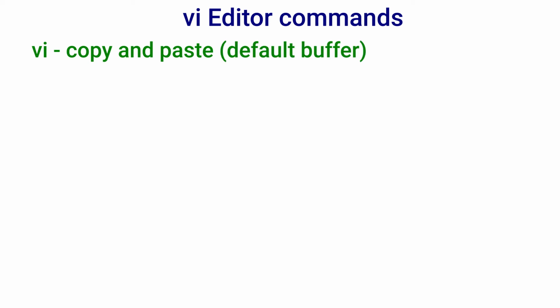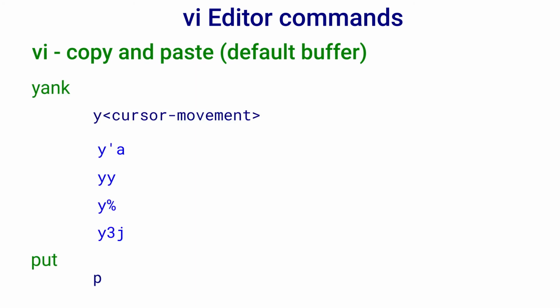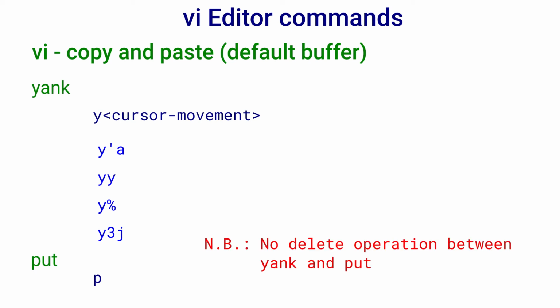If you do not want to use multiple buffers, you can skip the buffer ID, and VI uses the default buffer to yank text. So all the commands become a little simpler without the buffer ID, and the command to paste simply becomes P. However, you must take care not to delete any text between yank and put, because VI stores deleted text in the default buffer, which would override the yanked text.